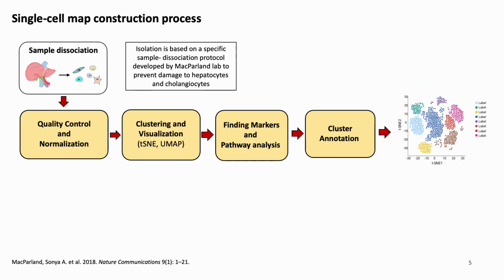As we were trying to go through the standard single-cell map construction process, we faced multiple challenges. Some of the cell types in the liver tissue, such as hepatocytes, are particularly sensitive to physical stress and are easily damaged through the dissociation process.